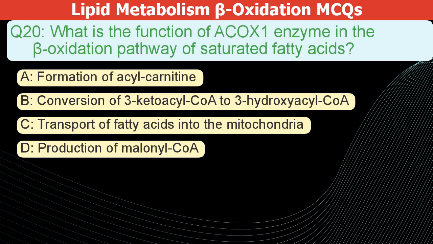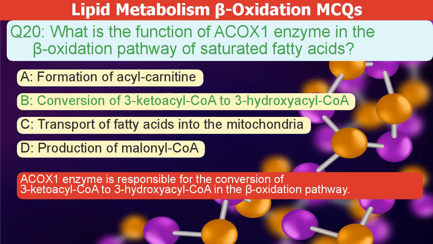What is the function of ACOX1 enzyme in the beta-oxidation pathway of saturated fatty acids? A. Formation of acyl-carnitine. B. Conversion of 3-ketoacyl-CoA to 3-hydroxyacyl-CoA. C. Transport of fatty acids into the mitochondria. D. Production of malonyl-CoA. The correct answer is B. ACOX1 enzyme is responsible for the conversion of 3-ketoacyl-CoA to 3-hydroxyacyl-CoA in the beta-oxidation pathway.